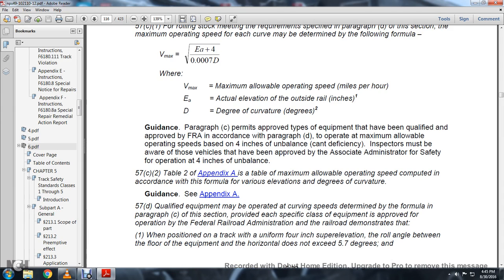Paragraph C permits the type of equipment that has been qualified and approved by the FRA in accordance with paragraph D to operate at the maximum allowable operating speed based on 4 inches of unbalanced cant deficiency. The inspector must be aware that those vehicles have been approved by the Associated Administrative Safety Operation for 4 inches of unbalance.